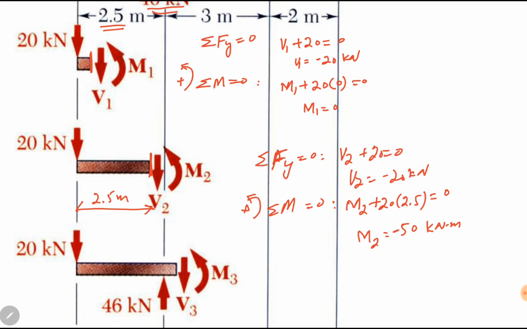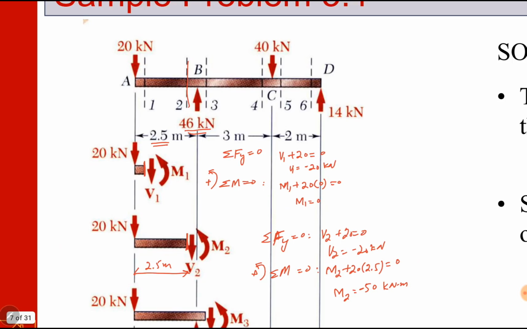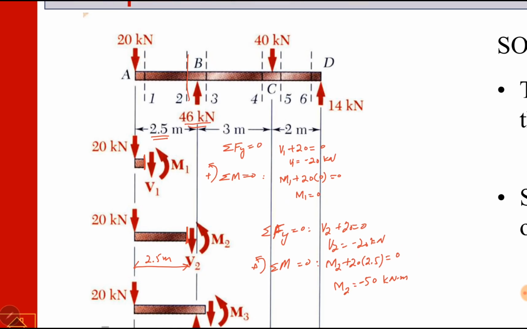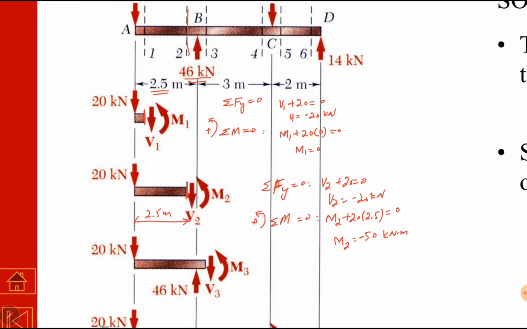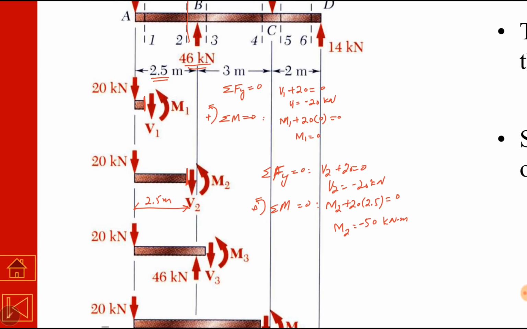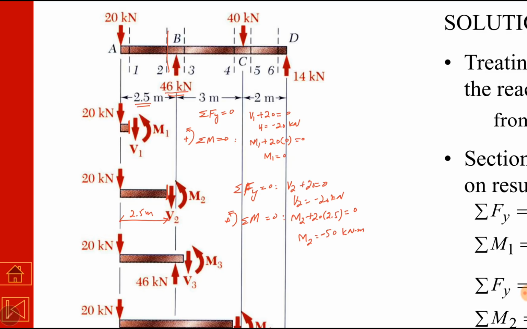Okay. Then if we section the beam at point 3, which is almost at point B, but on the right side of the point B, now we have to include this force of 46 kilonewton because it is on the right side of section 3. So here is section number 3, where there is a 46 kilonewton force at section 3 and a 20 kilonewton force at point A. Now summation of forces is equal to 0 in the vertical direction.